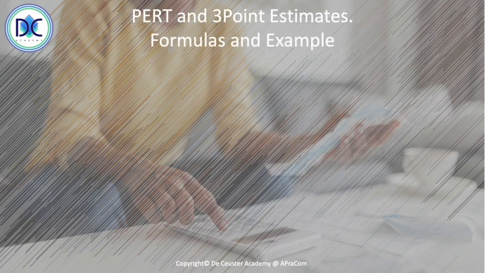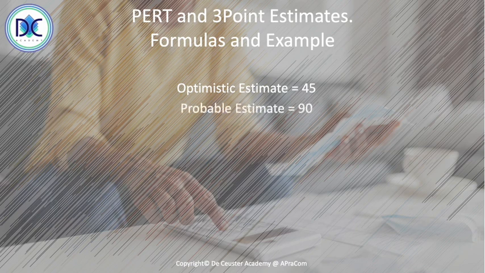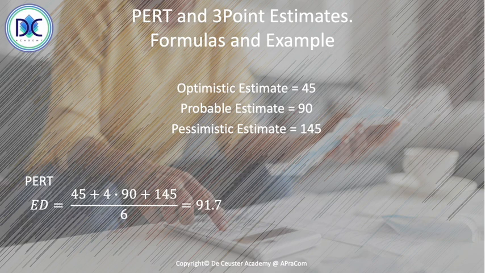Let's have a look at the PERT and 3-point estimates. We're looking at the formulas and an example. We have an optimistic estimate of 45, for example 45 minutes to go from A to B, a probable estimate of 90. Probable is also the mode, the event or the duration with the highest probability. And then the pessimistic estimate is 145 minutes, where everything basically is going wrong.